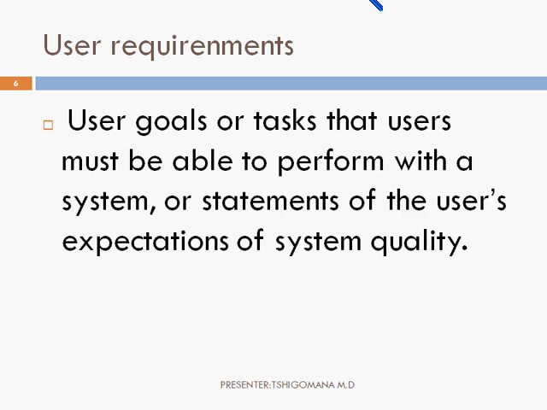User requirements. Now, what is it that you must include here in user requirements? Here you have to include user goals or tasks that users must be able to perform with your system, or statements of the user's expectations of the system quality. In other words, here is where you have to include the expectation that the user has from this particular system. What is it that the user is expecting from a particular system?